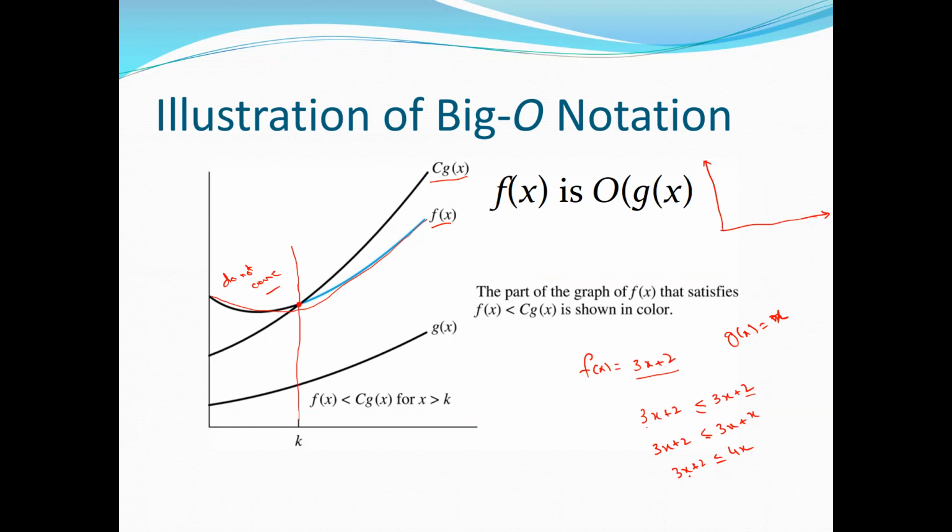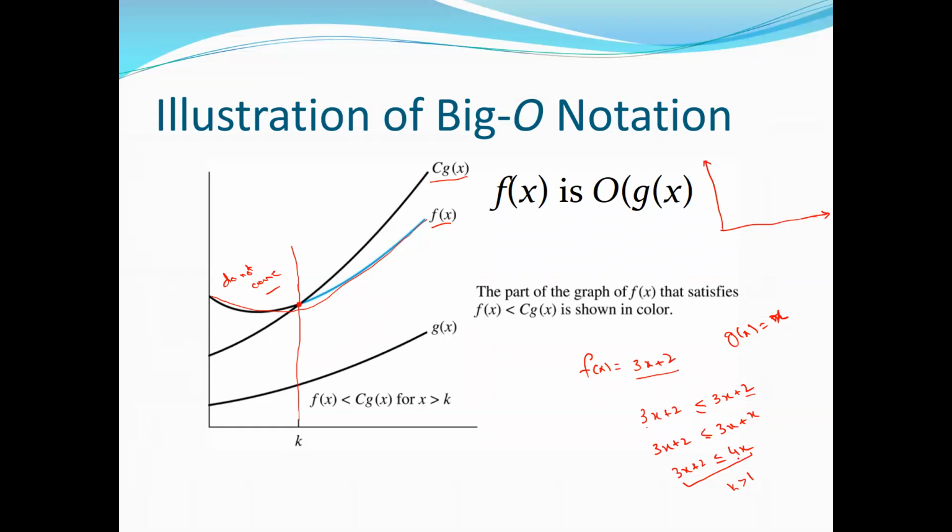For the next value, if it is 3, this will become 9 plus 2, 11. This will become 12, right? 11 is already less than 12. So that means this inequality is true when some value k is greater than 1. For 1 it is not true. If I take 1, this is not true. If I take values greater than 1, all the possible values greater than 1 are true, right?